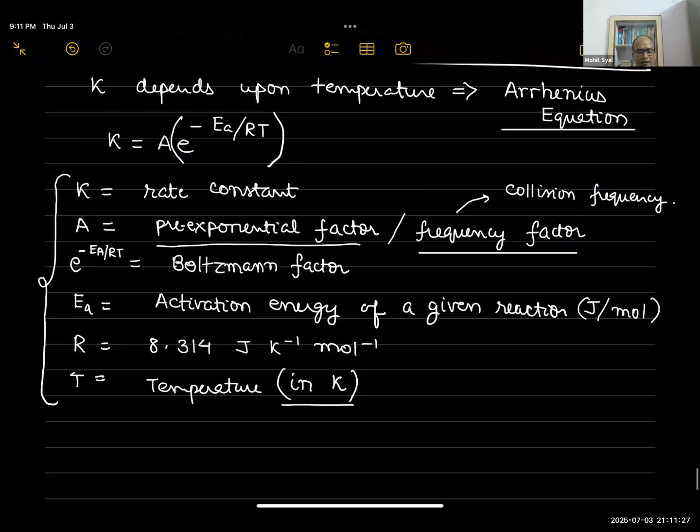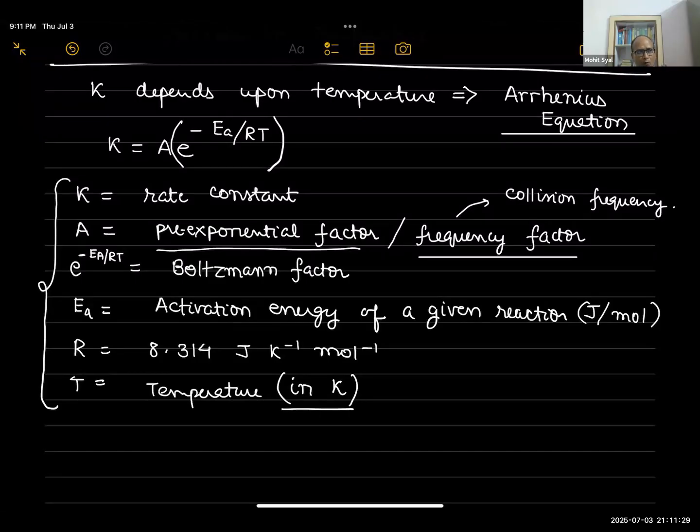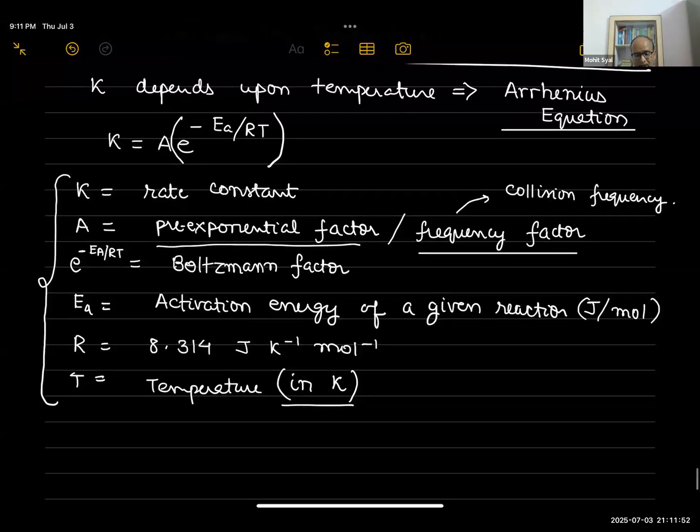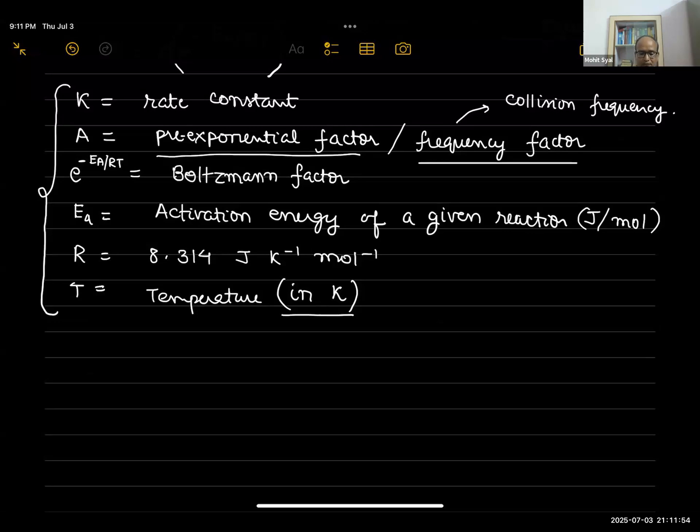So frequency factor is clear. How many bimolecular collisions are taking place per second in a given reaction? That depends upon the temperature. That is called frequency factor. And the rest of the part is the exponential factor, and it has EA in it. EA is the activation energy.